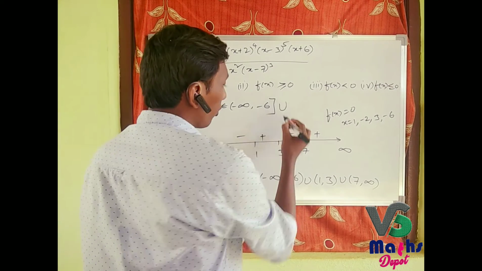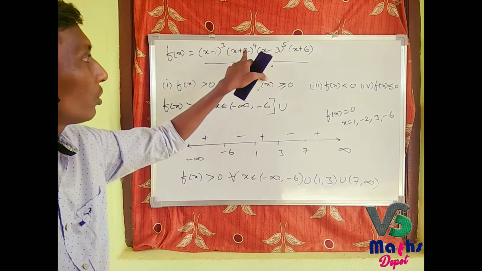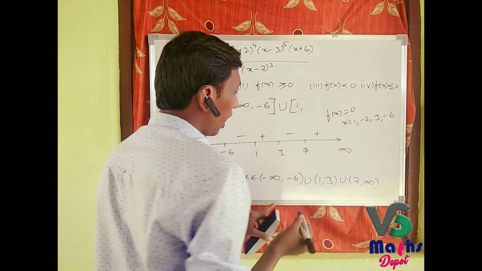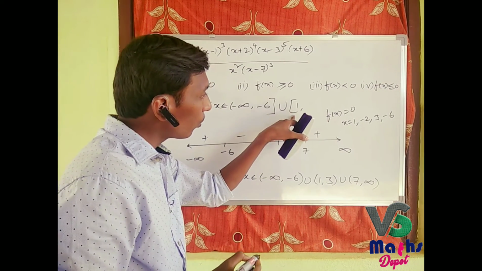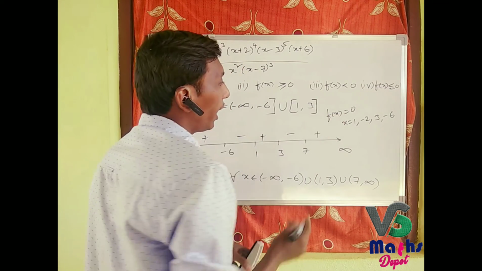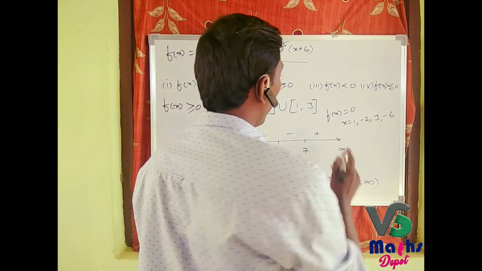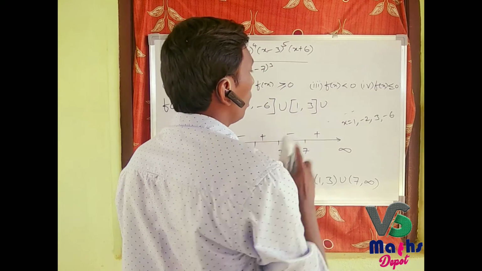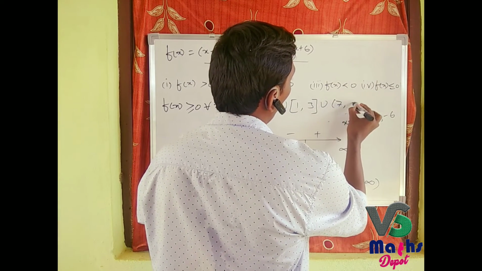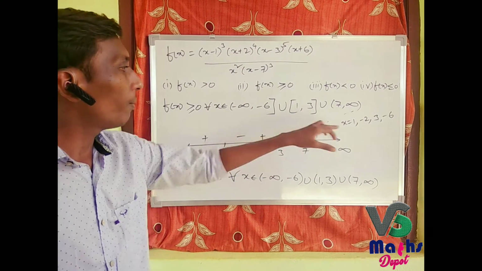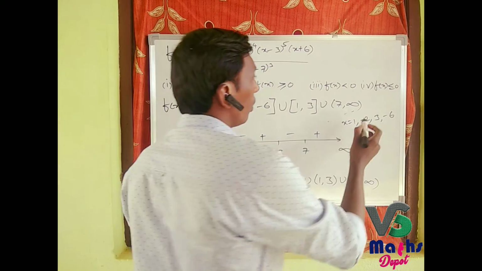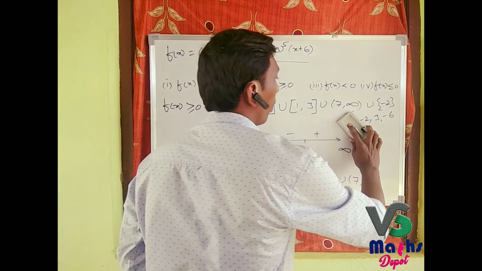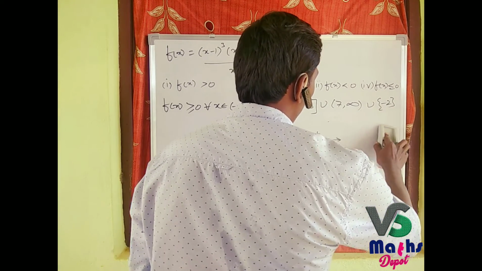And union at 1 and 3 also f of x is equal to 0. Therefore, we have to use not open, but closed interval 1 comma 3, and union 7 comma infinity, and also the missing value is minus 2 only, union the set minus 2. This is the answer for the second one.